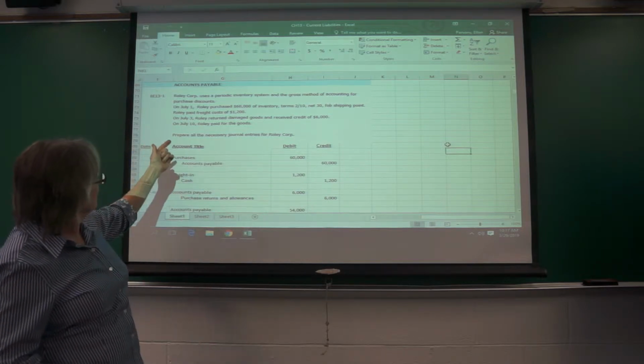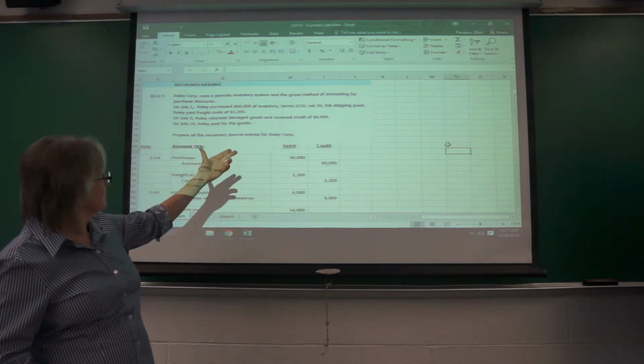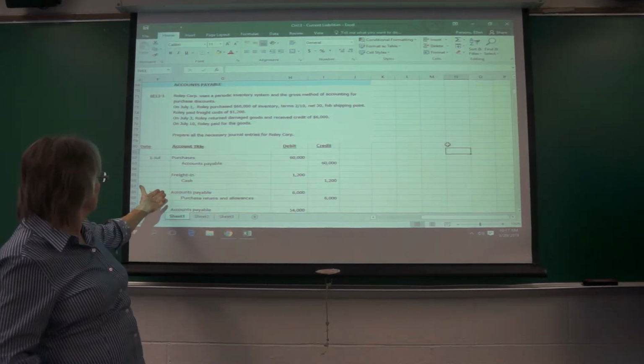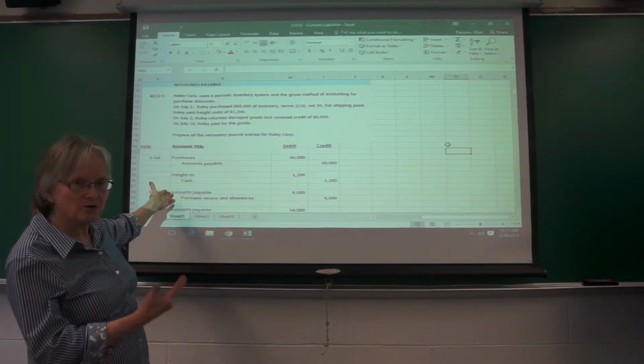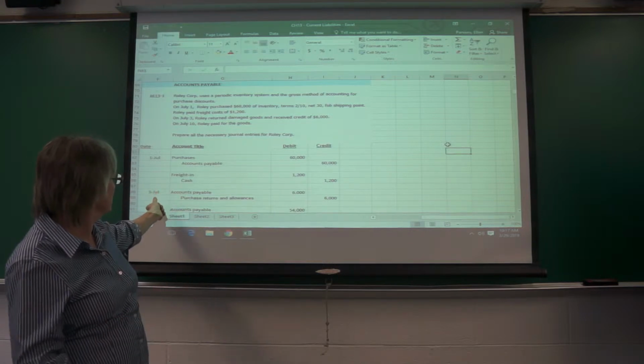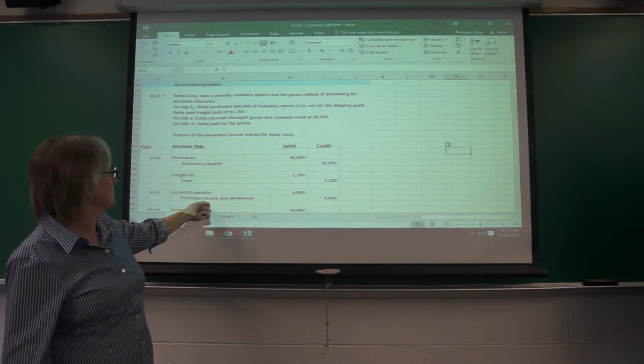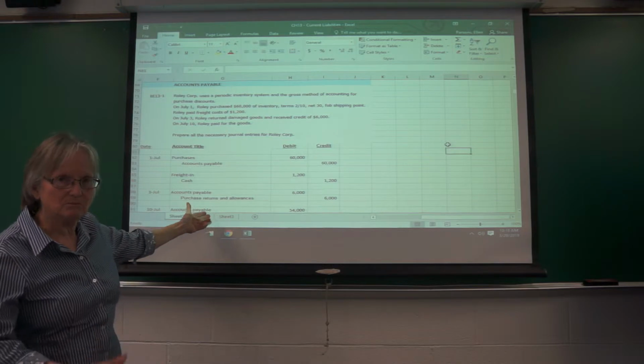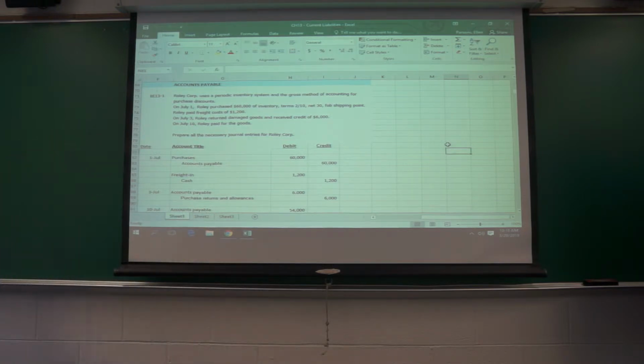Then on the 3rd, they return damaged goods and get a credit of $6,000. So you reduce the amount that you owe your supplier, reduce the accounts payable, and we use the purchase returns and allowances account to record that. Okay, so then what happens? We paid for the goods.